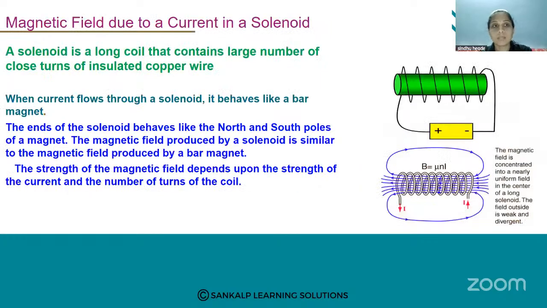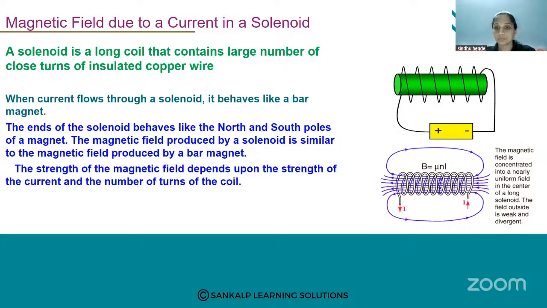Next, magnetic field due to a current in a solenoid. What is a solenoid? A solenoid is a long coil that contains a large number of closed turns of insulated copper wire. We already studied how the field is generated in a solenoid. When the current flows through the solenoid, a magnetic field is generated and field lines are formed. Those field lines are similar to those of a bar magnet, forming the shape of closed loops.